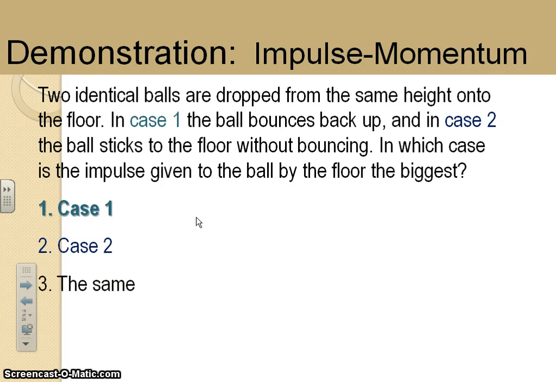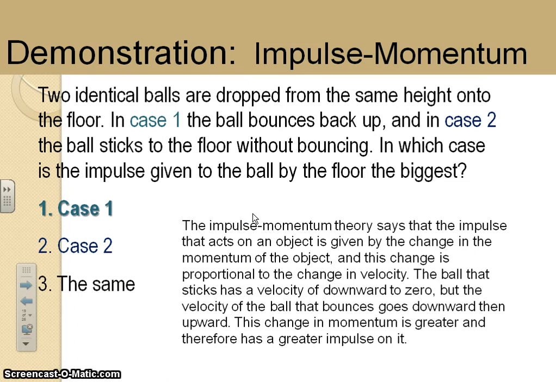Let's think in terms of sports science. So let's take one kind of ball and the other kind of ball. You drop them both from the same height. One bounces back up right away. The other one, maybe it's flat. Maybe it doesn't bounce very much at all. In which case is the impulse given to the ball by the floor the biggest? Well, if we think about it, impulse means change in momentum. How much can you possibly change the momentum?